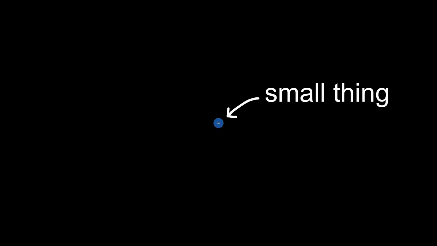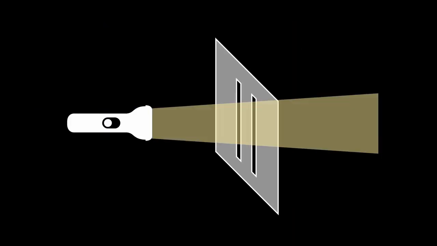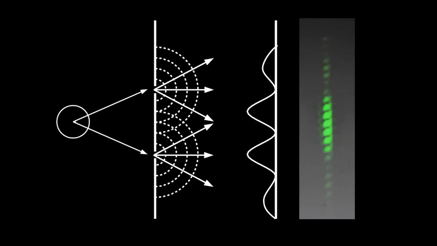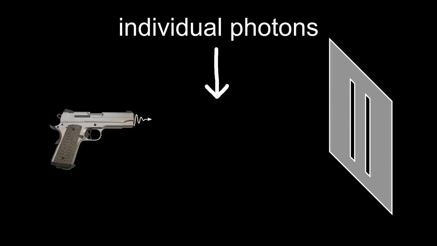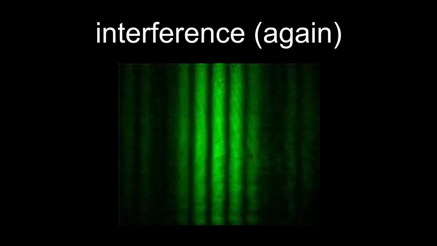Okay, let's recap. A small thing can be a particle and a wave at the same time, and when we try to look at them, weird stuff happens. But you know what? It gets even weirder. Think back to the double slit experiment. We know that a light beam acts as a bunch of waves and we get interference. But here's the weird thing. Even if you send individual photons, after sending enough of them and detecting where they end up, you get interference.